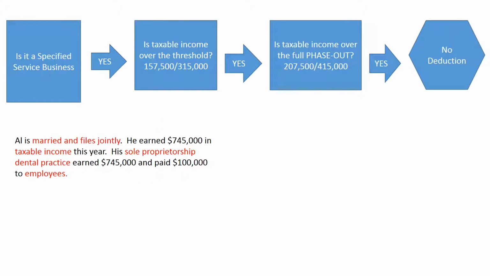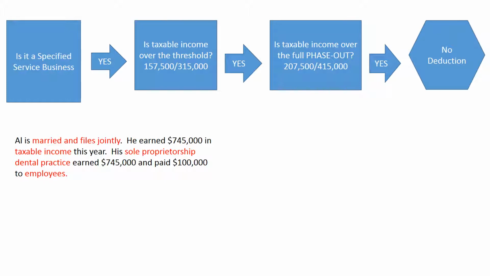In this example, L is married and files jointly. He earned $745,000 in taxable income this year. His sole proprietorship dental practice earned $745,000 and paid $100,000 to employees. So the question, is it a specified service business? Because it's a dental practice, the answer is yes.